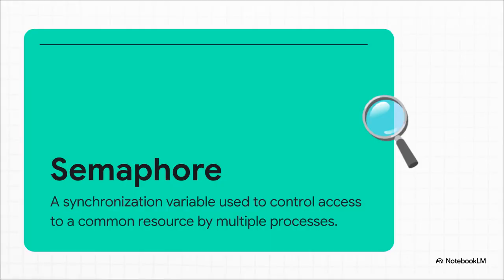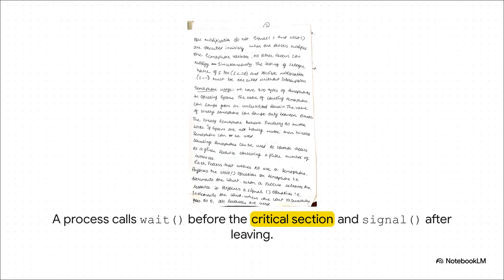So how does the OS enforce these strict rules? One of its most elegant and powerful tools is something called a semaphore. The easiest way to think about it is as a simple counter, or even better, like a key to a locked room. It all boils down to two simple operations: wait and signal.